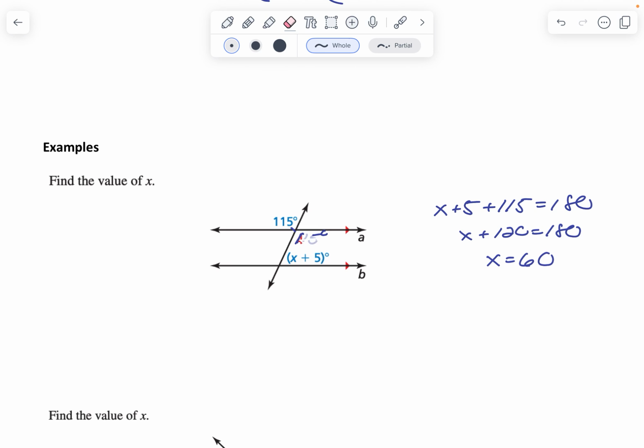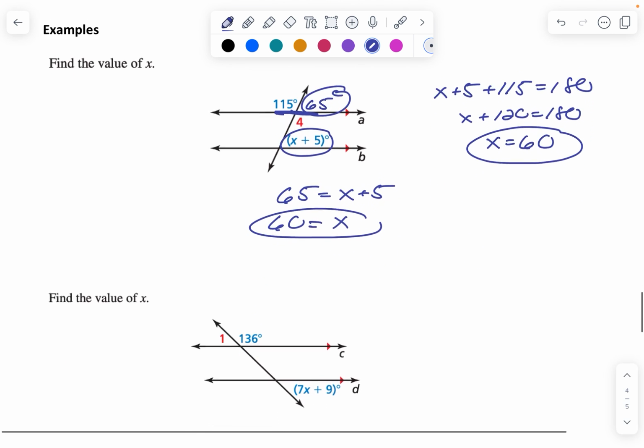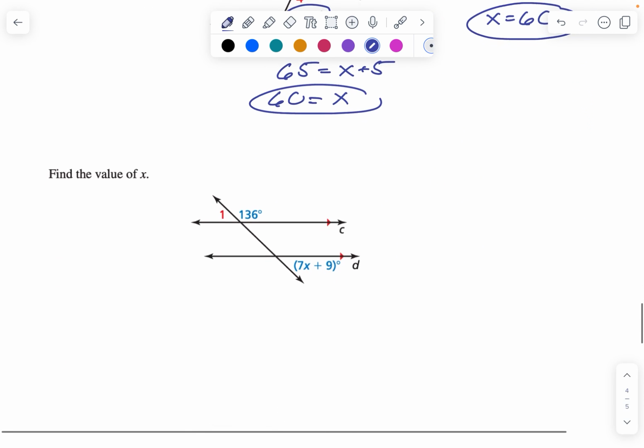Other people said, oh, if this is 115, then I know this is 65 because it's supplementary. And then this one and this one are corresponding, and so they had 65 equals x plus 5, and they still got x equals 60. So as long as you get the right answer, you're good. Just see there's different ways you can approach the problems.